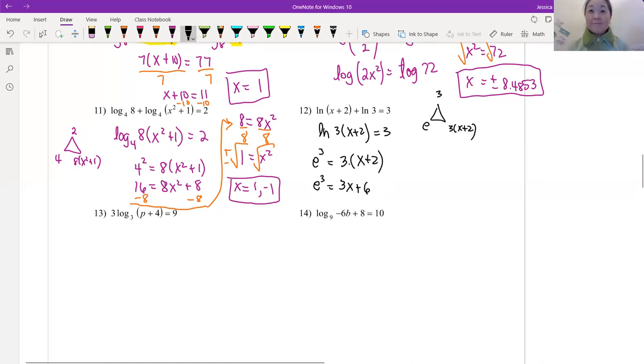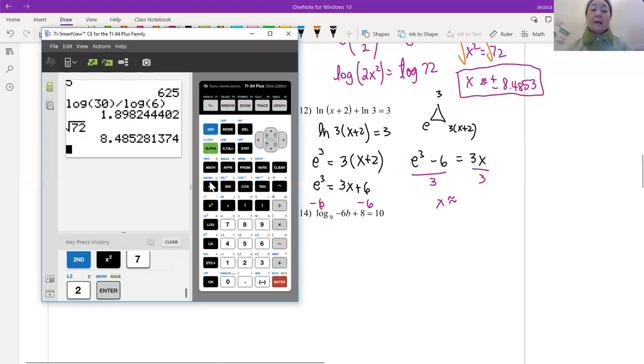And what are we going to do? We're going to subtract out the 6. So we get e to the 3rd power minus 6 is equal to 3x. And then let's keep that the same. Divide that by 3, this whole thing divided by 3. So x is equal to, technically I should say about, I suppose. There's my about equal to. So we'll take our calculator. I don't know what that is.